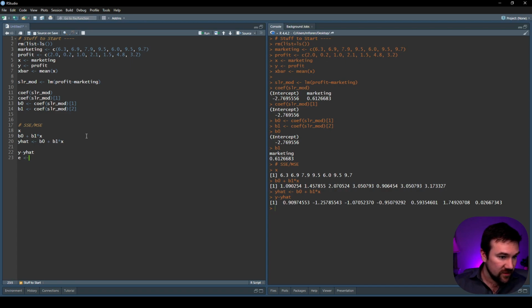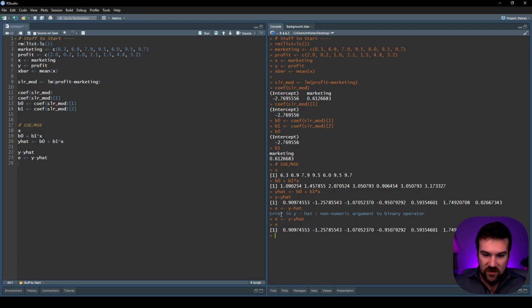E is going to be my notation for Y minus Y hat. That is residuals. And I see I had a typo here. That should have been Y hat. And my E are all of my error terms. That's the size of the distance between my predicted guess, the line, and the observed dot.